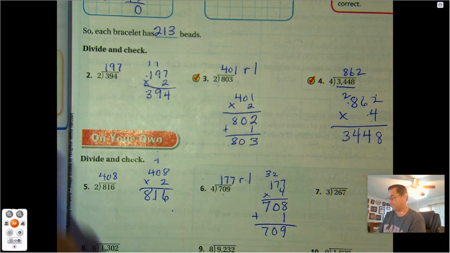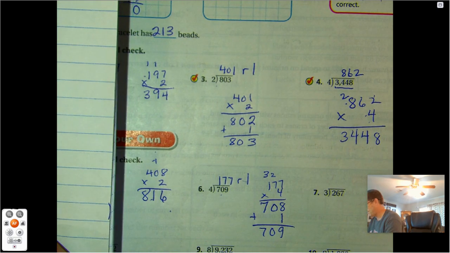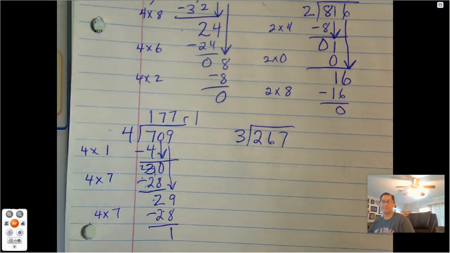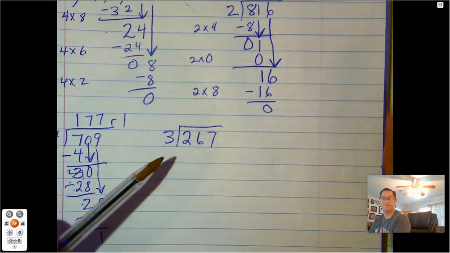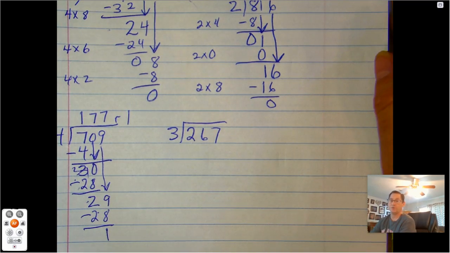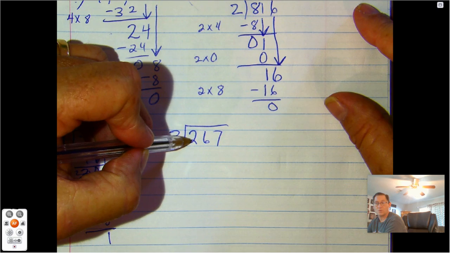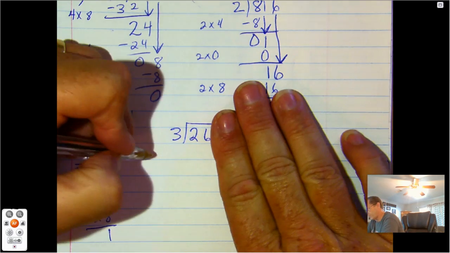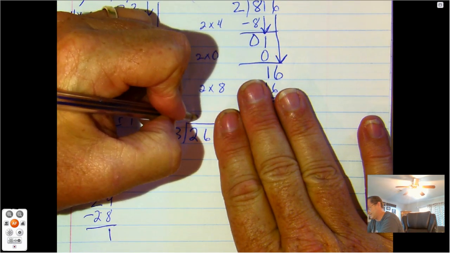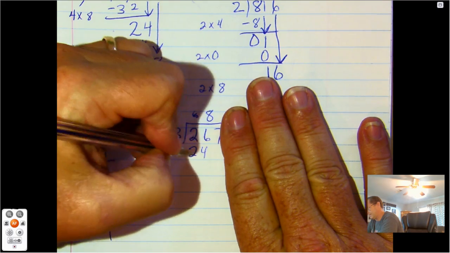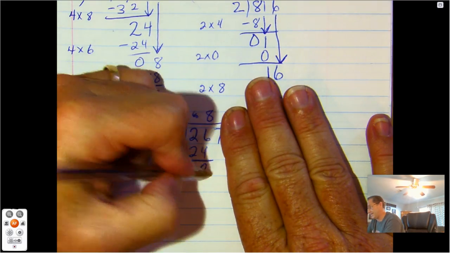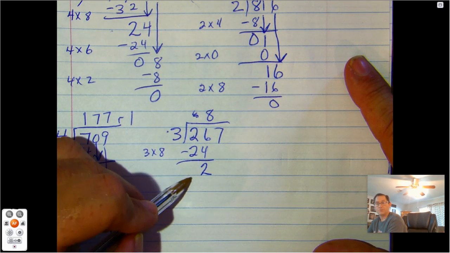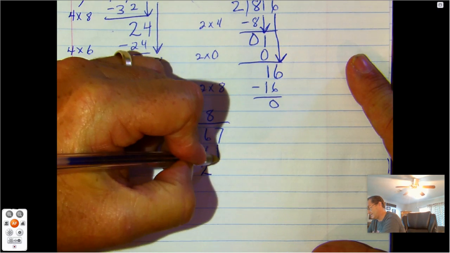Number 7, 267 divided by 3. I can't share the 200 equally into 3 groups. So I'm going to regroup those as 20 tens. And now I have 26 tens. 3 times 8 is 24, leaving me 2 tens, which can't be shared with 3 groups. So I'm going to regroup those as 20 ones, bring down the 7 ones we already had, and 3 times 9 is 27.